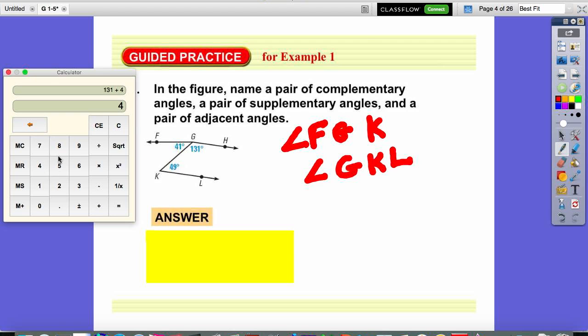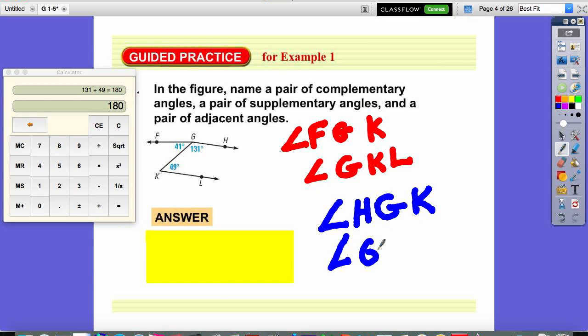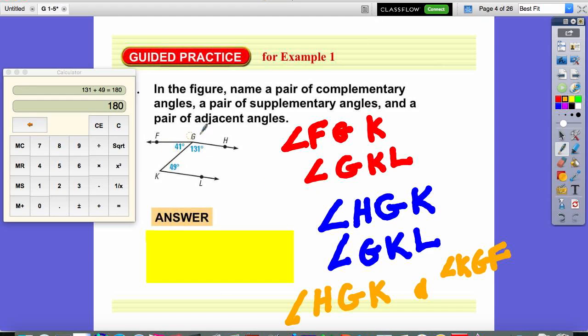131 plus 49 is 180. So, angle HGK and angle GKL are supplementary. Your adjacent angles are HGK and angle KGF. They share a common vertex. They share a common ray, or actually segment there, JK.